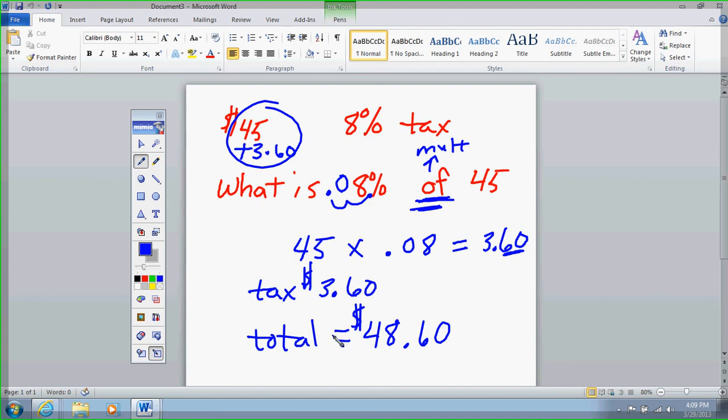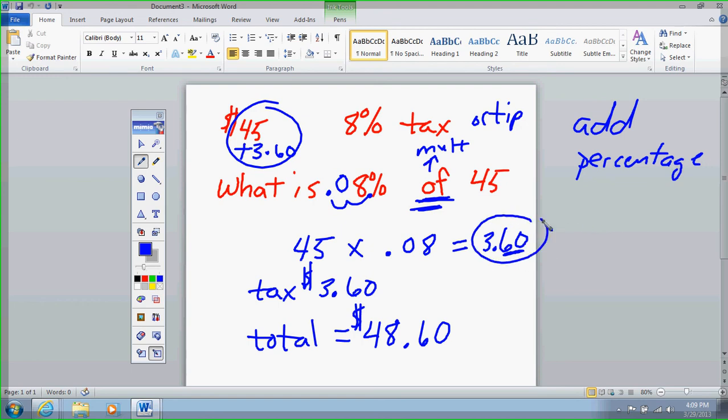You have to remember that if it's a tax or a tip, you're going to add the percentage at the end. Whatever you find this number to be, you would add that at the end. If it's a discount, you have to subtract. Okay, so I think that's going to serve for a pretty decent review.